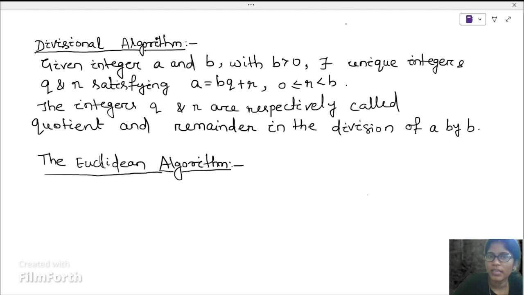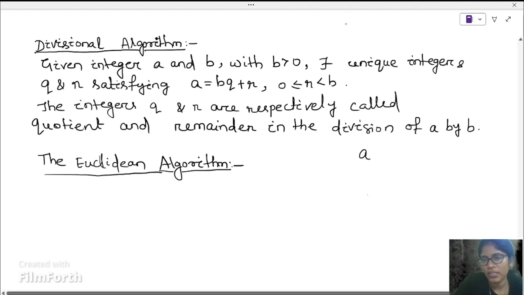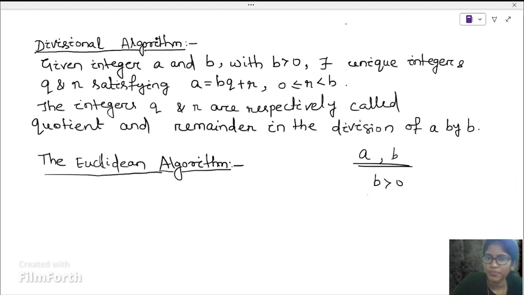Today's topic is the Division Algorithm. Given integers a and b with b greater than 0, there exist unique integers q and r such that a equals b times q plus r.